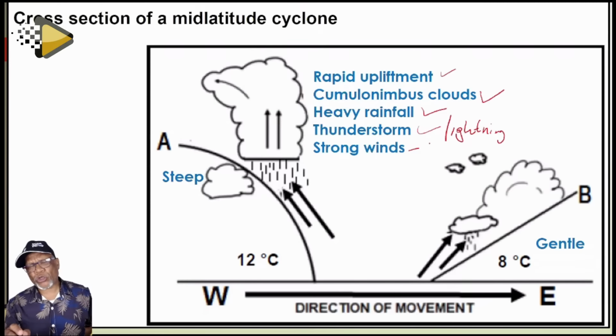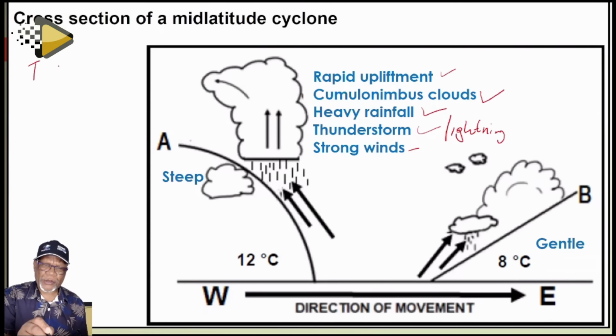But this is not only limited to a mid-latitude cyclone. There are three other phenomena that are associated with cumulonimbus clouds. Number one that you have is a tropical cyclone, which is TC, and it is a line thunderstorm.